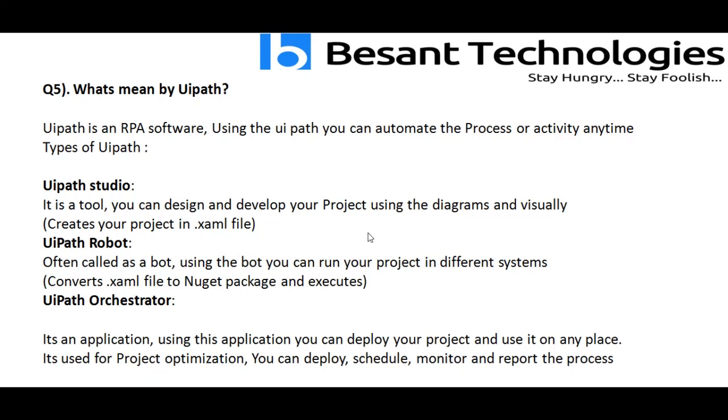Now we are going to learn some topics on UiPath. What is meant by UiPath? UiPath is an RPA software tool. Using UiPath you can automate any process. We have 3 UiPath platforms. UiPath Studio, which is used to design and develop your project. It creates your project in a .xaml file, whereas UiPath Robot is used to run your project. It converts the .xaml file to a NuGet package and executes the package.